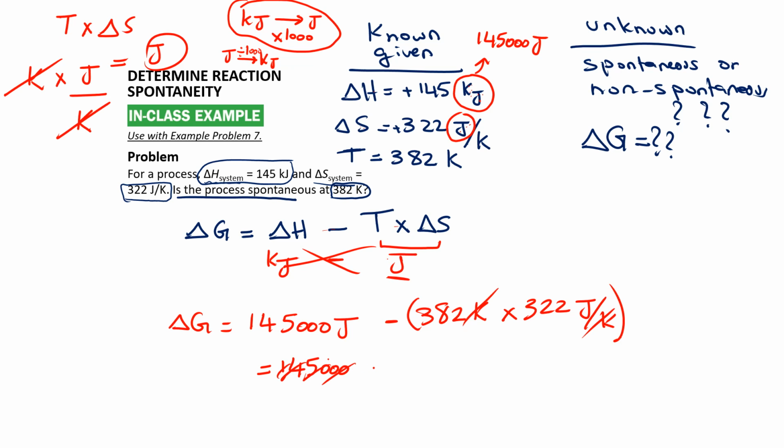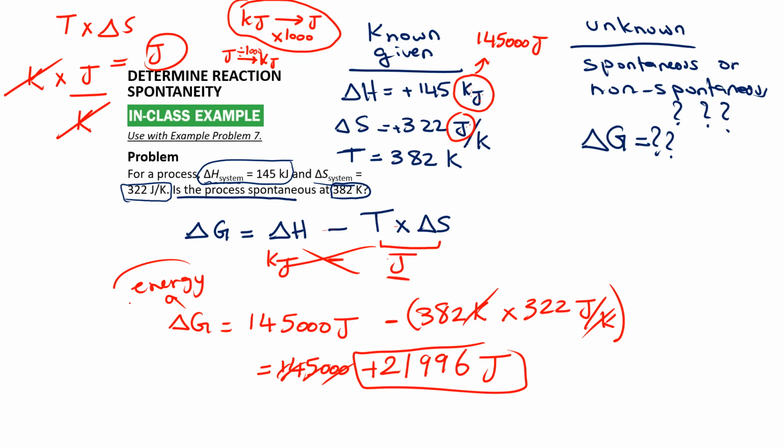Okay, sorry. The final answer is going to be 21,996. So positive 2196 joules. Okay, remember this is energy. So it should have the unit of joules because both of these are joules. So the delta G is actually positive. So delta G is greater than 0.